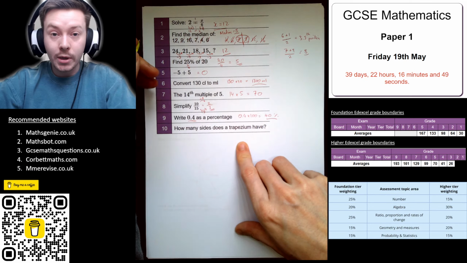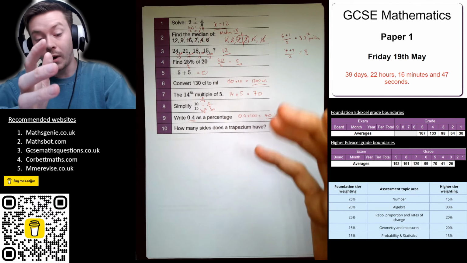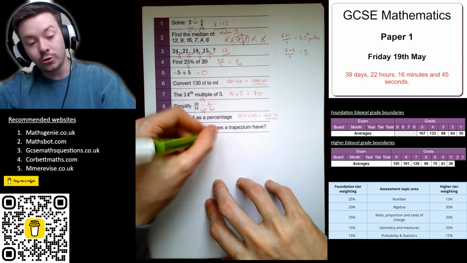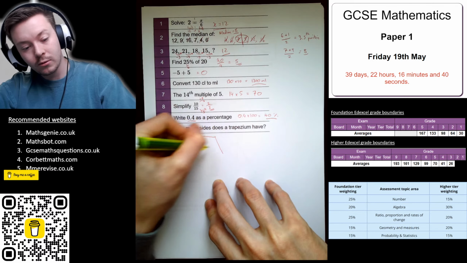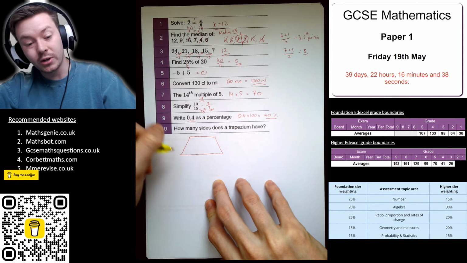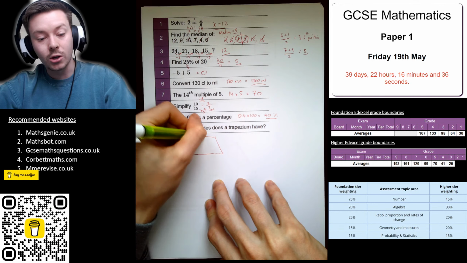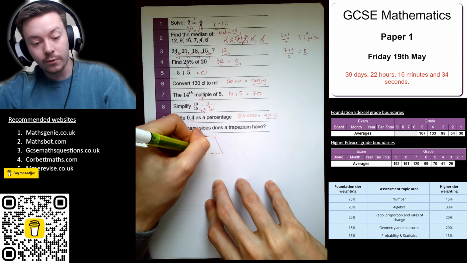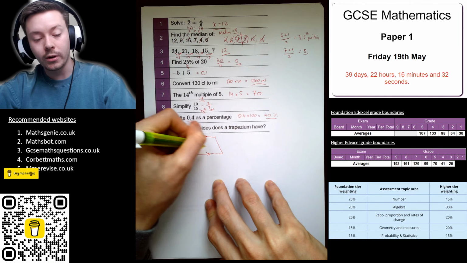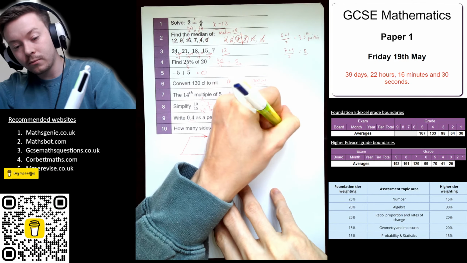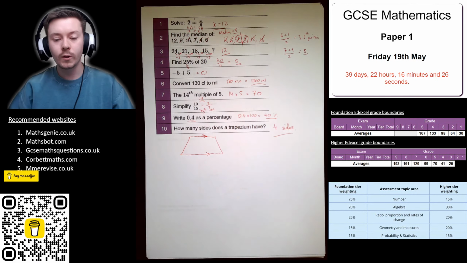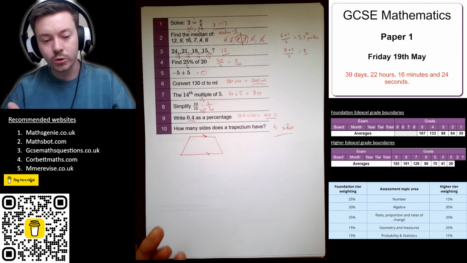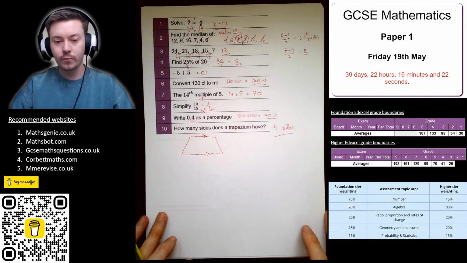How many sides does a trapezium have? Best way probably to think about this question is to draw one, or sketch one at least. But it's fairly straightforward. A trapezium is going to have, these sides should be parallel for a trapezium, 1, 2, 3, 4 sides. Okay, so 4 sides to a trapezium, so quadrilateral.